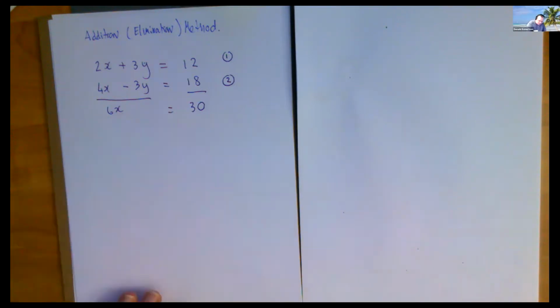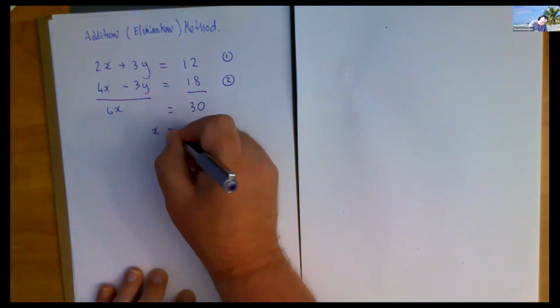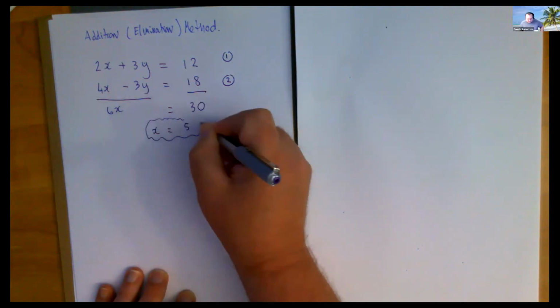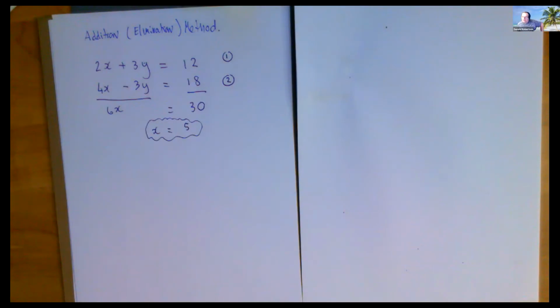Just a matter of divide both sides by, in this case, 6. So I'll divide both sides by 6. And there, I'm halfway done, aren't I? I now know what x is. We still need to find y, don't we?